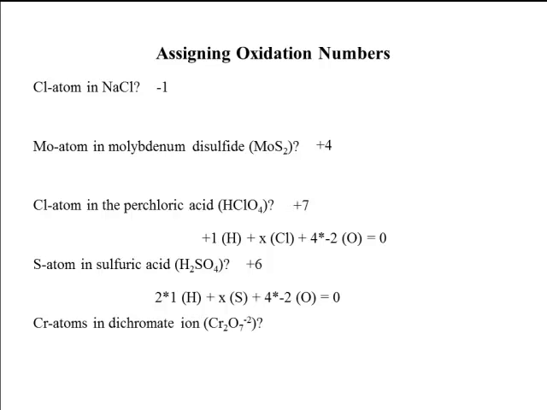So what about the chromium atoms in the dichromate ion, the Cr2O7 with -2? What are the oxidation numbers of the chromium atoms going to be? And keep in mind, we want the oxidation number of the individual chromium atoms.